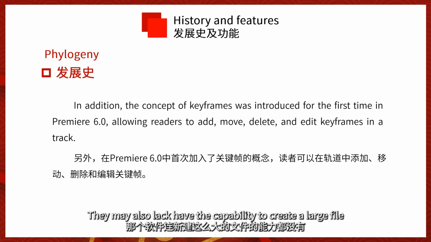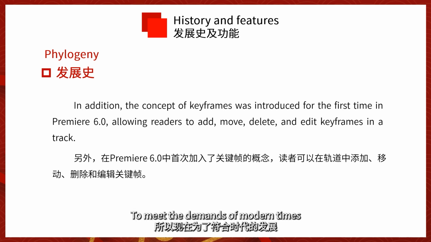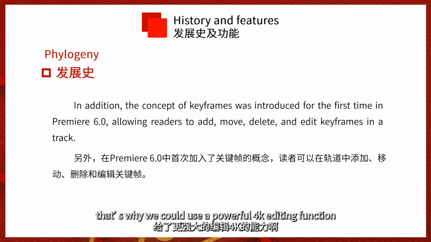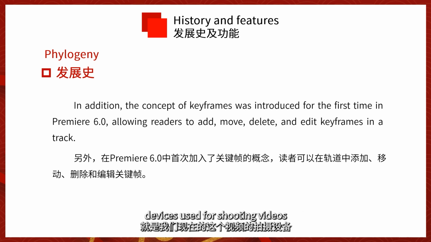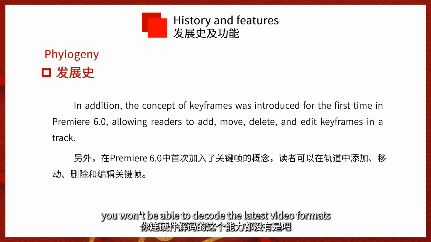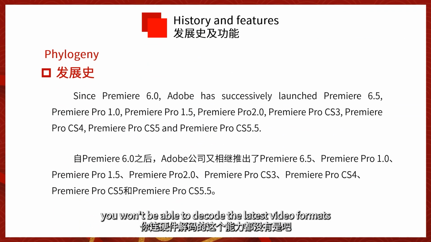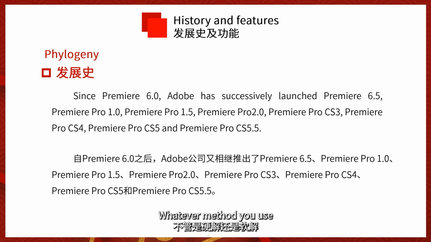They may also have the capability to create a large file. To meet the demands of modern times, the software updates itself quite frequently. So, that's why we could use a powerful 4K editing function. Another reason for using a newer version is that devices used for shooting videos are updating constantly. If your software isn't updated, you won't be able to decode the latest video format. Whatever method you use, you won't be able to decode.